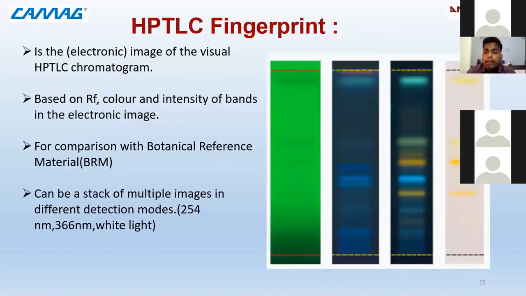Now, HPTLC fingerprinting. What does fingerprint mean? Everyone has a unique identity. I have unique prints, and everyone else has their own unique fingerprints. Just like that in HPTLC, each and every sample has its unique identity. So we call it a fingerprint.